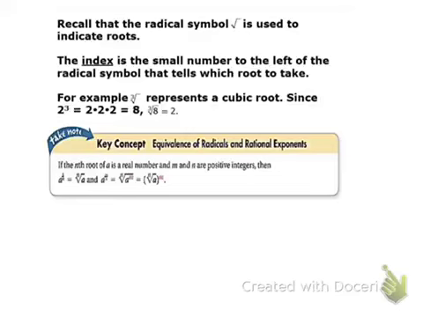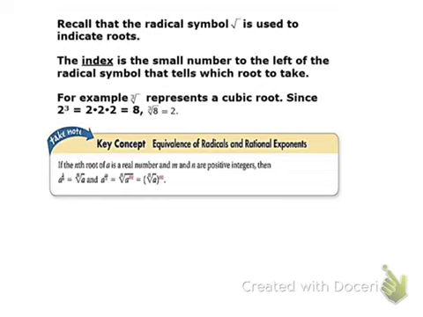Section 7.5, rational exponents and radicals. All right, so the entire idea today is figuring out how to turn a radical expression into a rational exponent and then vice versa. So that means taking, like, the square root of 27 and then writing it as an exponent of 27 to some power. And that's what we're talking about today.